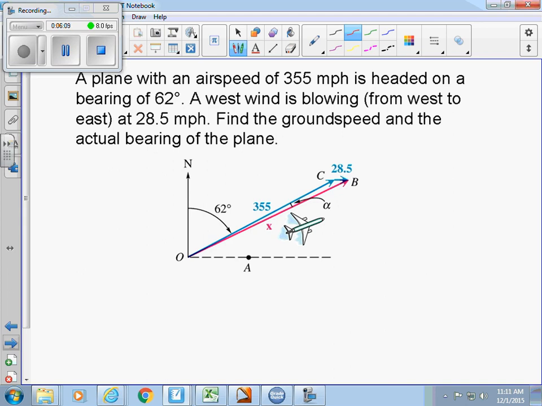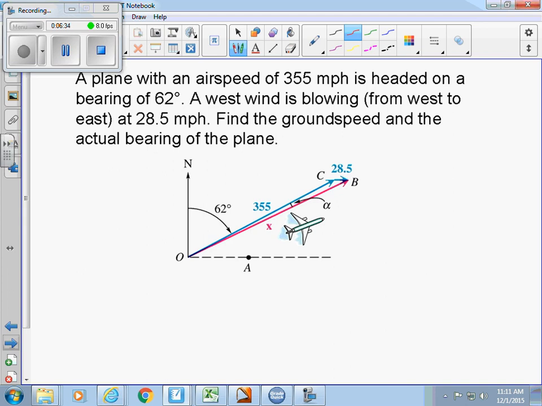A plane with an airspeed of 355 miles an hour is headed on a bearing of 62 degrees. A west wind is blowing. If you didn't know what a west wind was, they told you: it's at 28.5 miles per hour. Find the ground speed and the actual bearing of the plane.